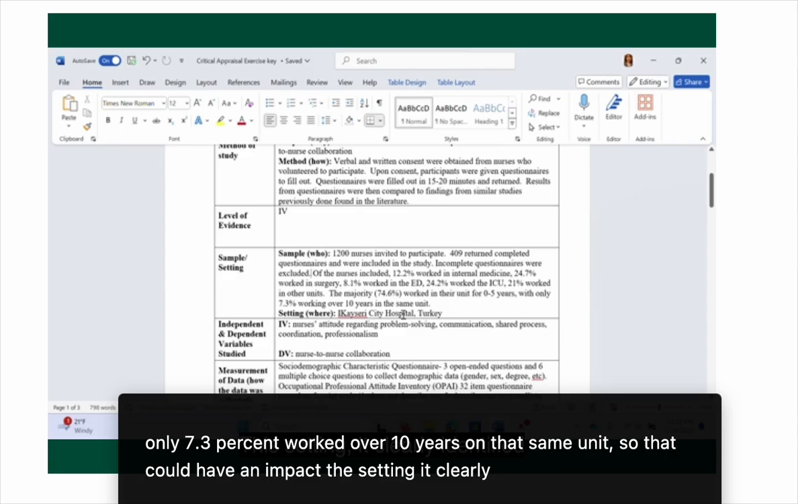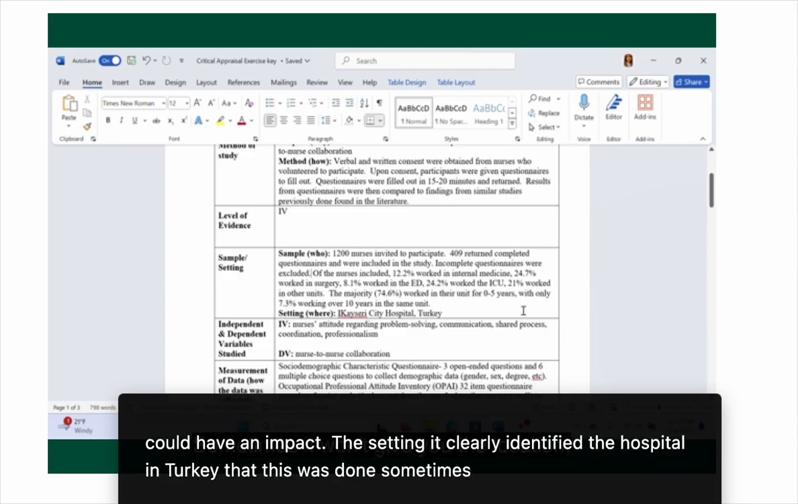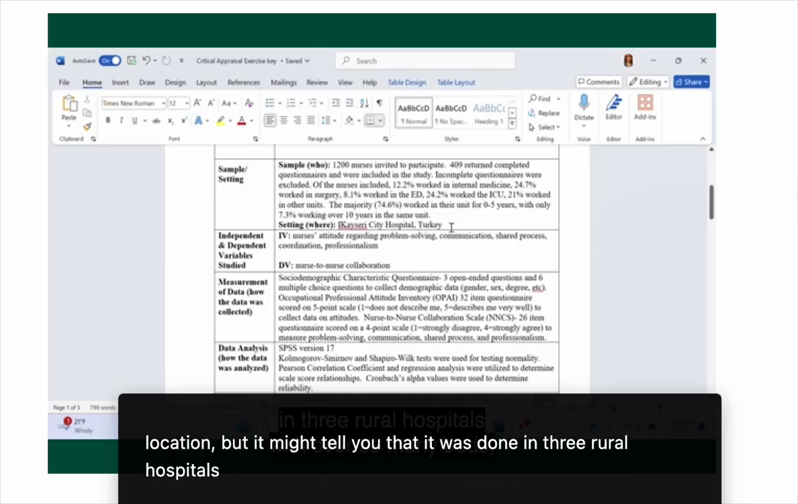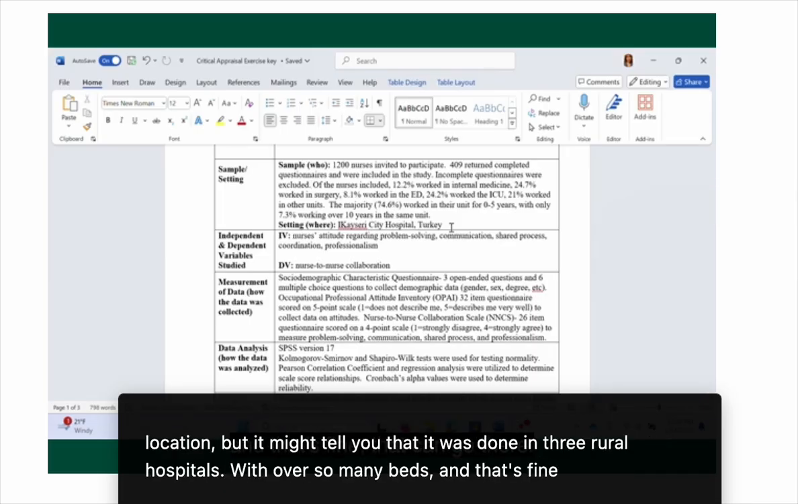The setting, it clearly identified the hospital in Turkey where this was done. Sometimes it won't give you the location, but it might tell you that it was done in 3 rural hospitals with over so many beds, and that's fine, that can go there.